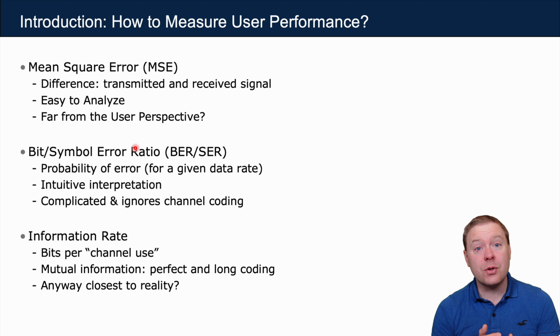Alternatively, you can consider the bit or symbol error ratio, which is a probability of error for a given data rate.